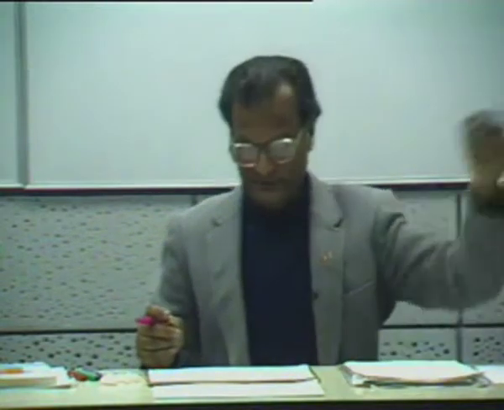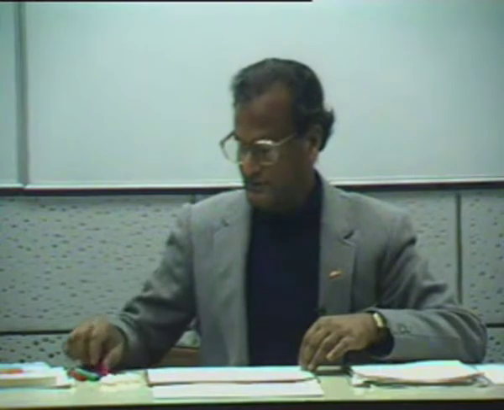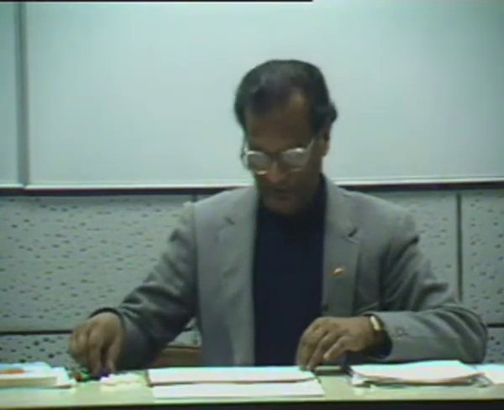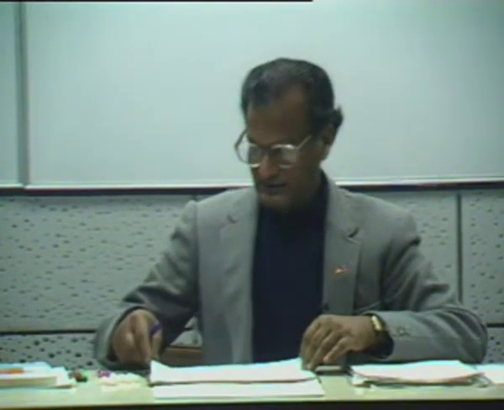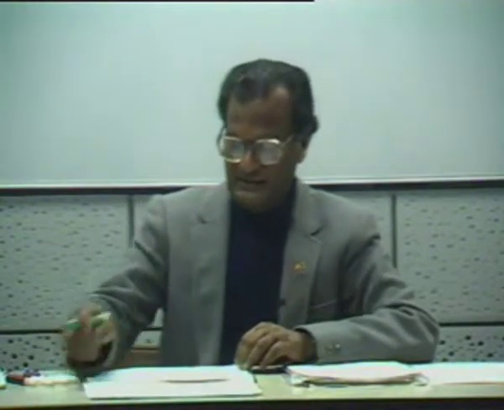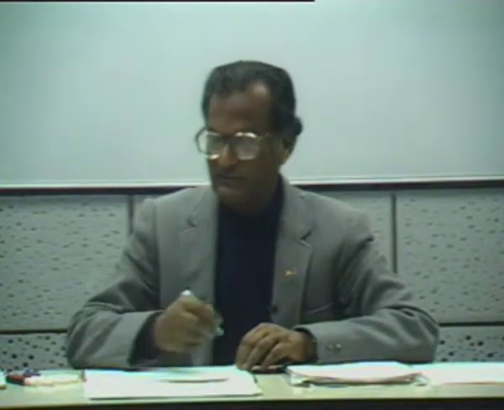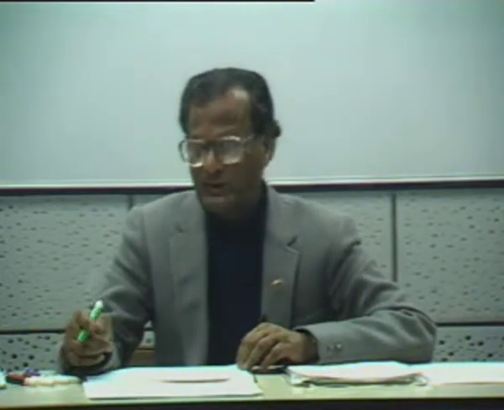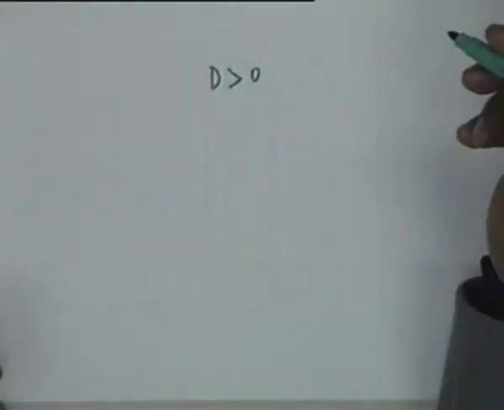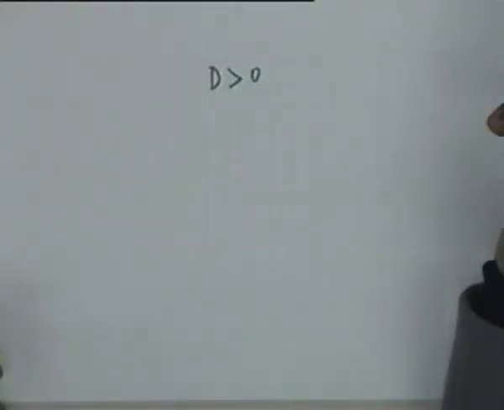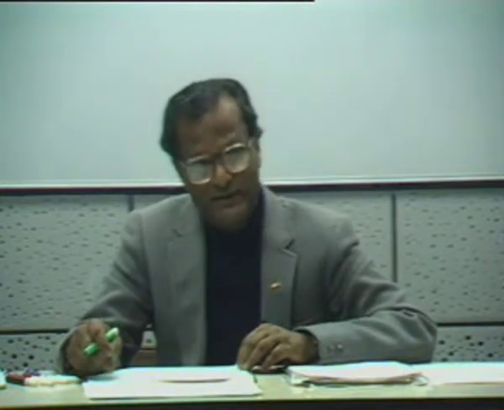14th lecture on natural response of second order circuits continued. We have been discussing two cases, that is capital D greater than 0. In this case there are no oscillations. The solution consists of the sum of two exponentials, e to the s1t and e to the s2t, where s1 and s2 are both real and negative.